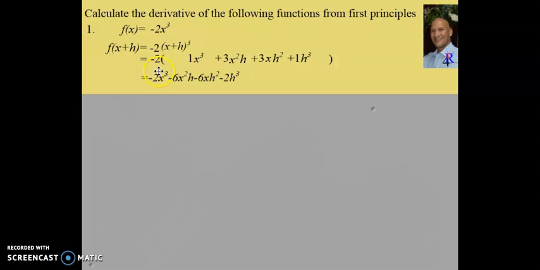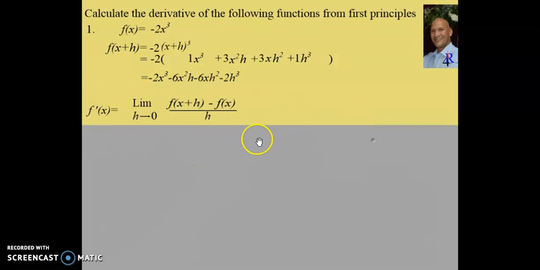When I expand now, I get -2x cubed, -6x squared h, -6xh squared, and -2h cubed. I also want to take just one moment and show that the exponents in each of these answers add up to 3, according to the power that it was raised to.